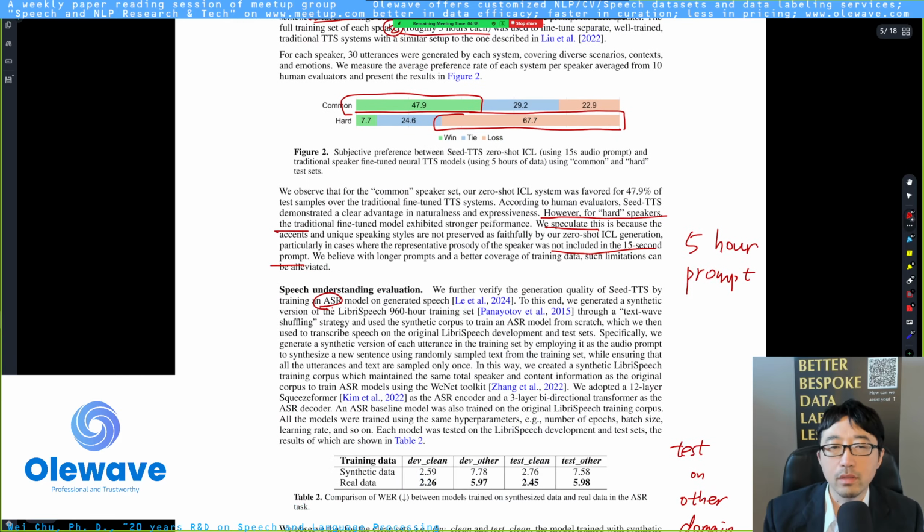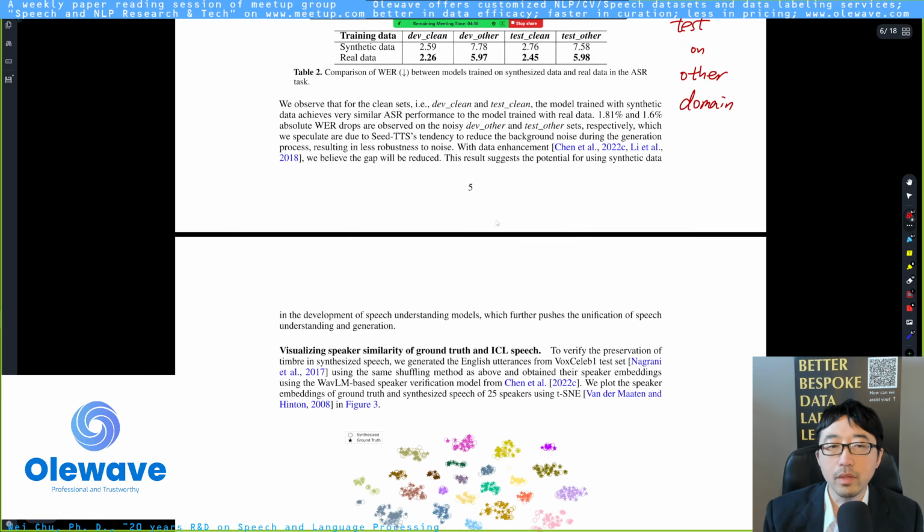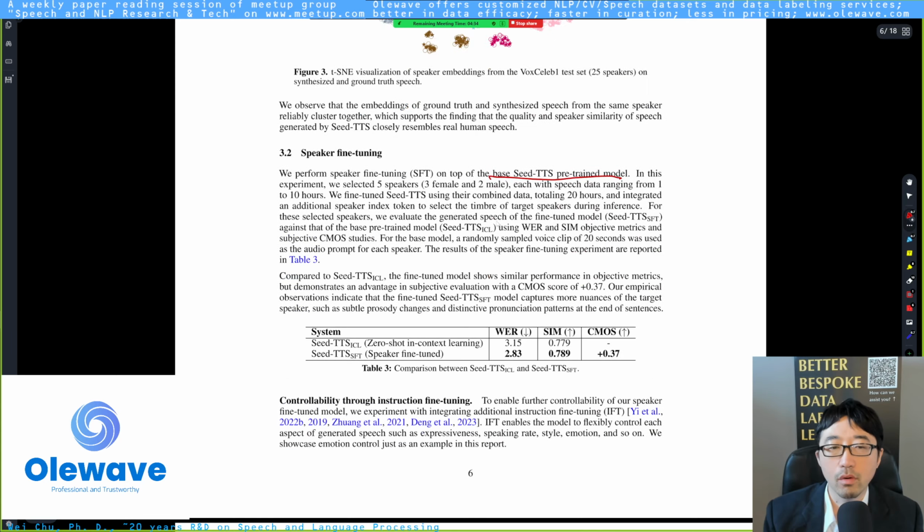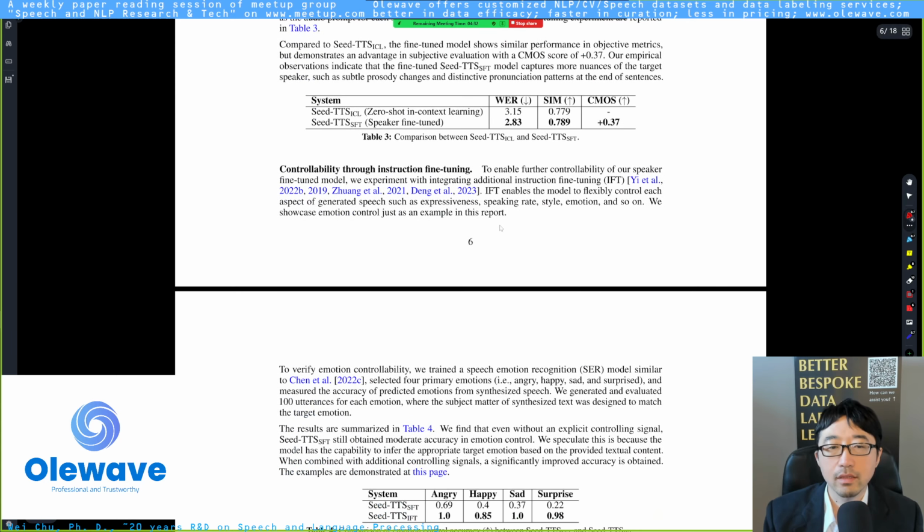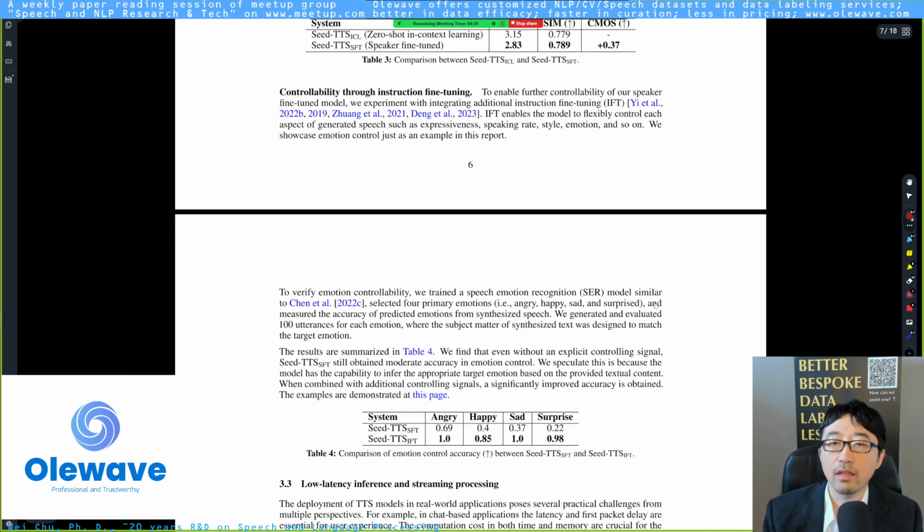Let me check whether they use the emotional speech or emotional text. Yes, I think they use the text as the emotional label. You see, they have a speech emotion recognition model to tag their speech.